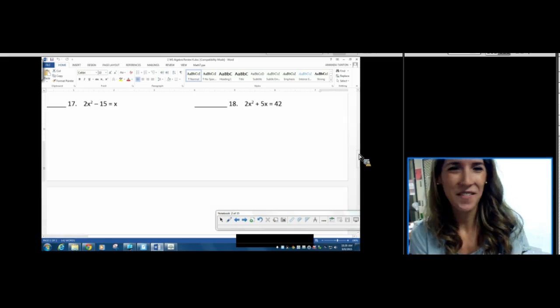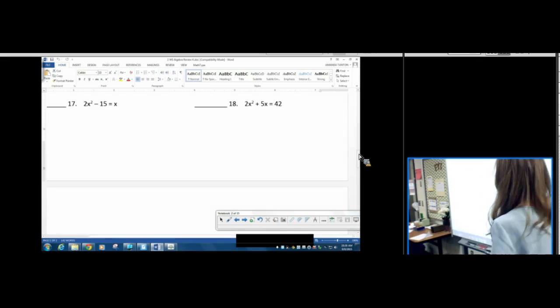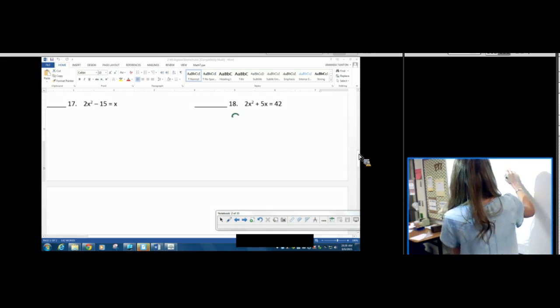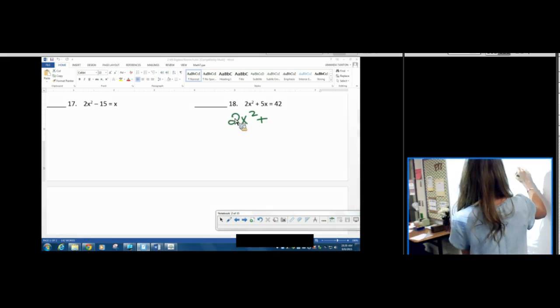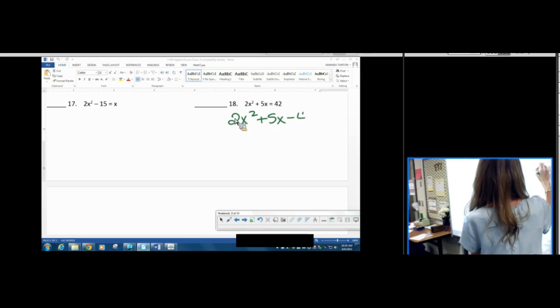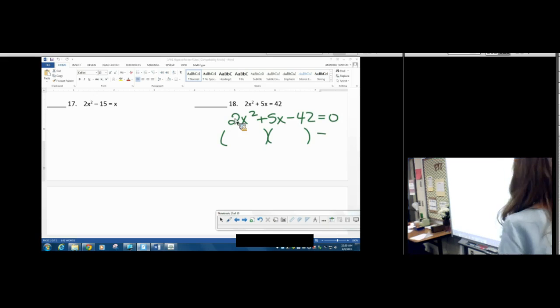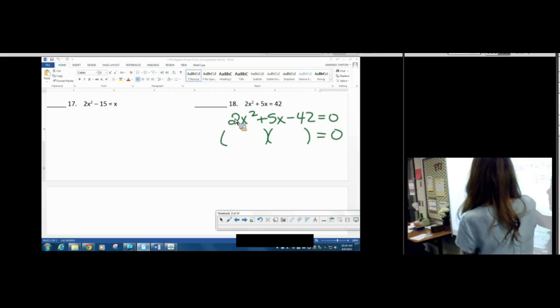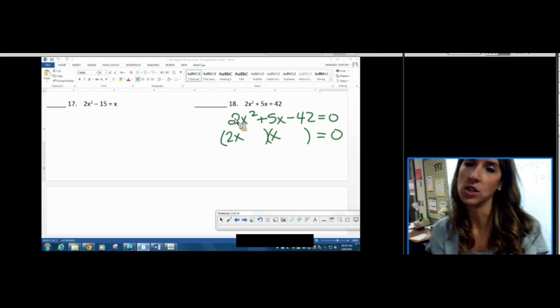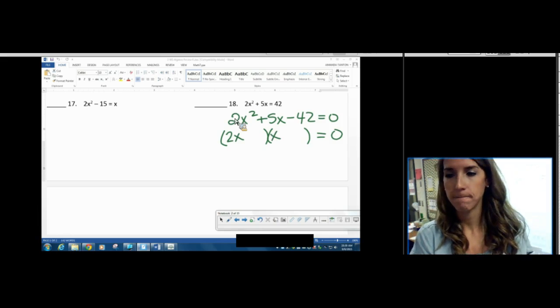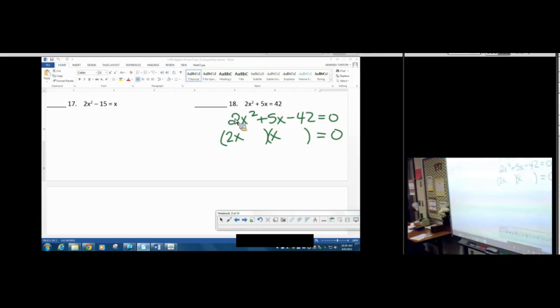All right, ready? Toughest one on the page, number 18. We know what to do first, guys. 2x squared plus 5x minus 42 equals 0. We know what to do next. We open our parentheses. There's only one combo that will make 2x squared. It's 2x times x, other than 2x squared and 1.